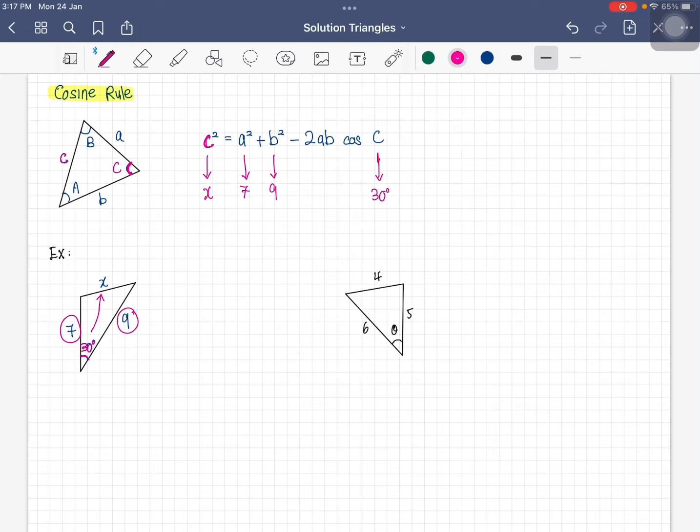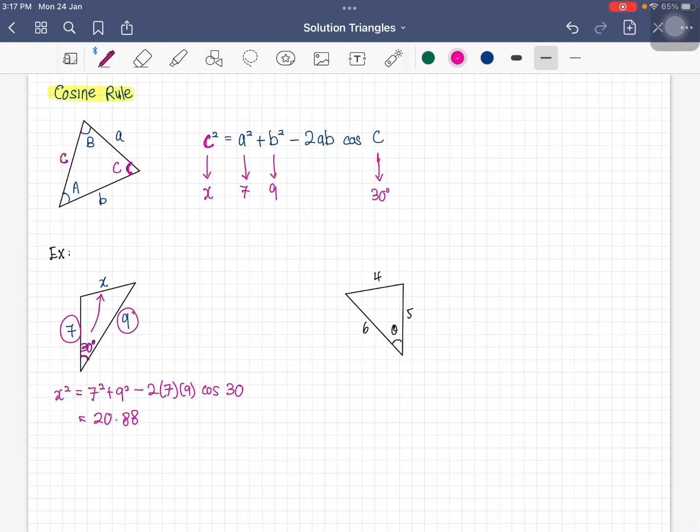Substituting this, we have x squared given by 7 squared plus 9 squared minus 2 times 7 multiplied by 9 multiplied by cos of 30. Therefore I get 20.88, and I want to find the square root of it because I want to find the value of x, not x squared.